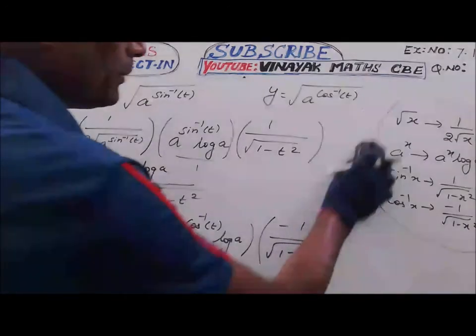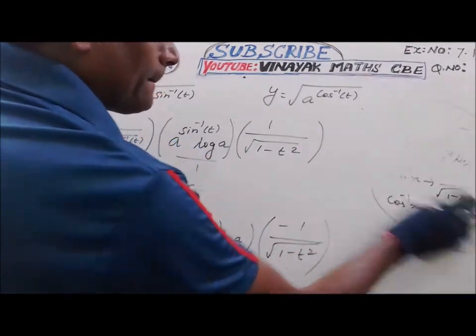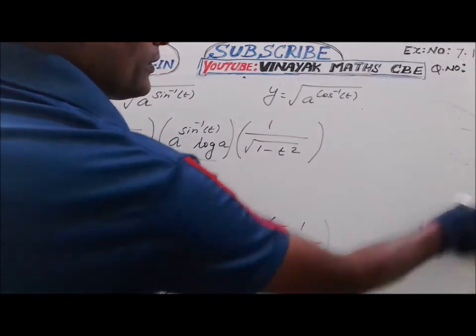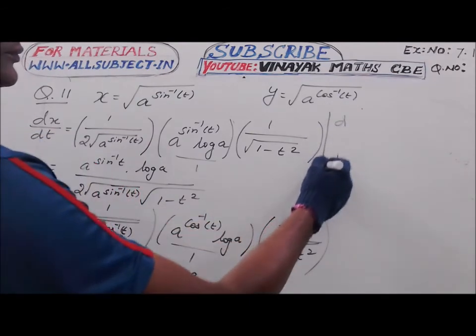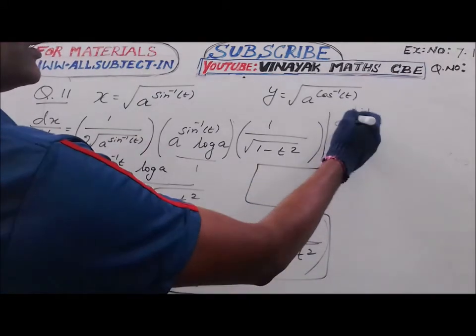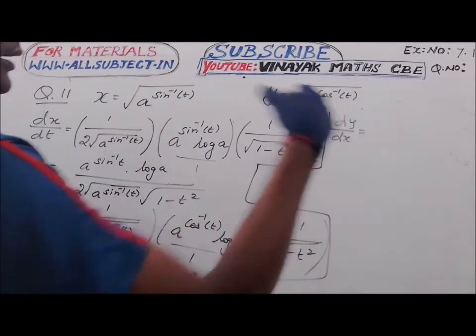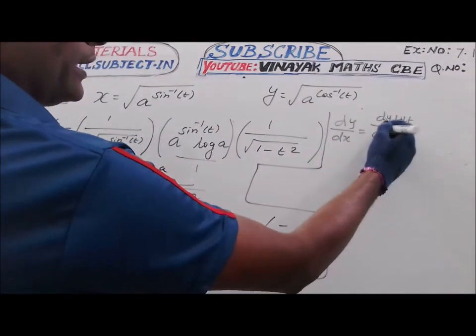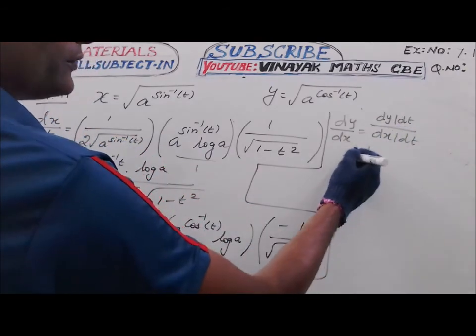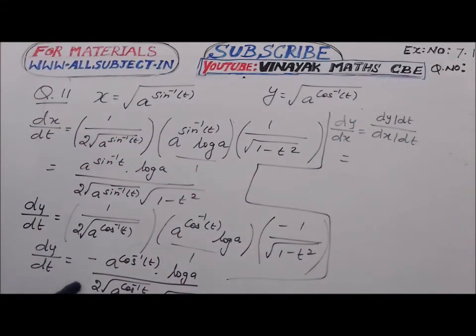Now we need to find dy by dx. For dy by dx, dy by dx is equal to dy by dt divided by dx by dt. Now substituting dy by dt, look at the denominators. When we divide, both the denominators get cancelled. The denominator we have root of a sin inverse t here.